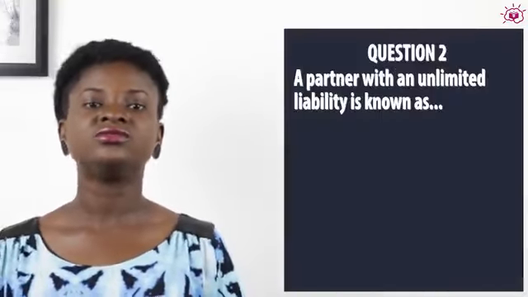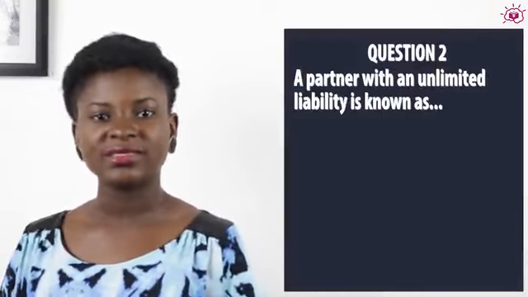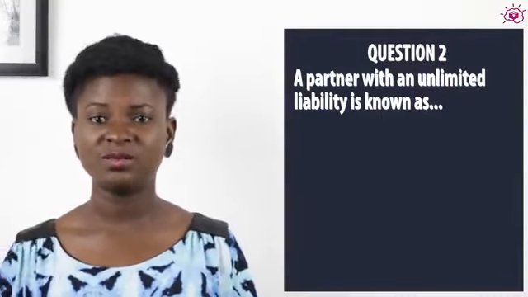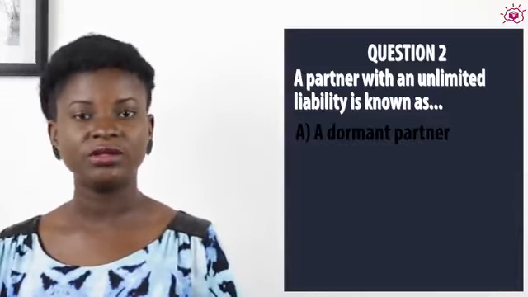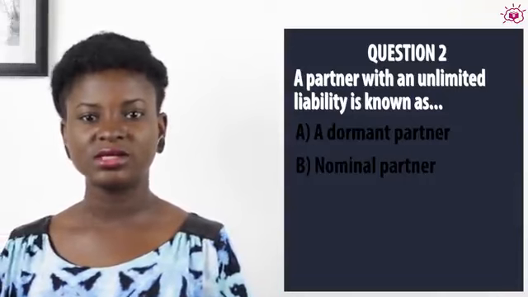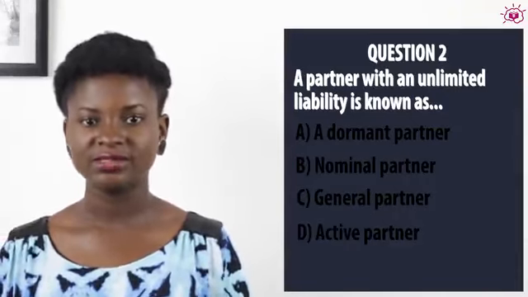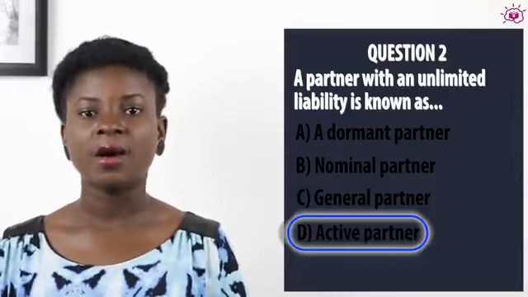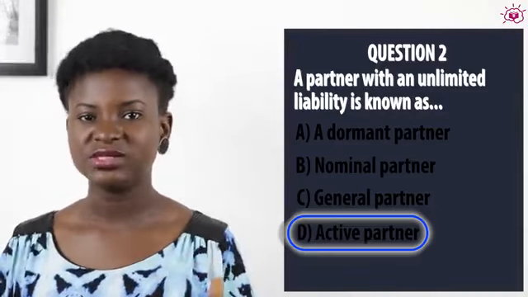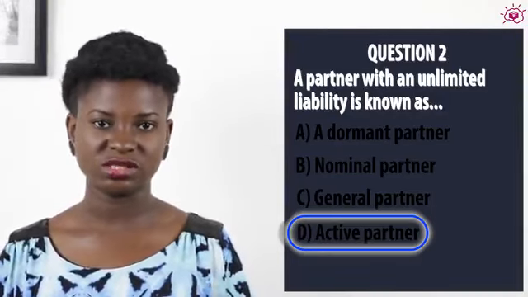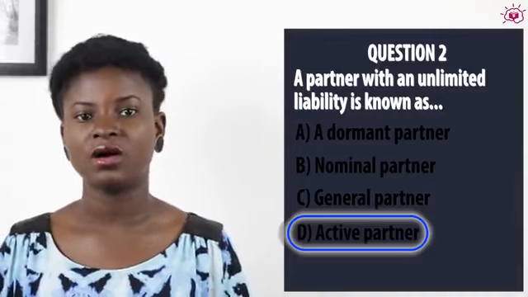Then the second question from SSC 2003, it says, a partner with an unlimited liability is known as A, dormant partner, B, nominal partner, C, general partner, and D, an active partner. The answer here is an active partner. We know that an active partner has an unlimited liability in the business because its function is so close to the function of a general partner.